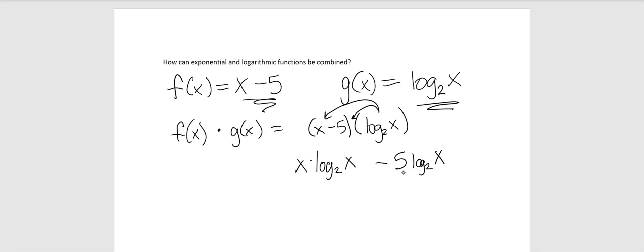We can apply the rule that can convert the coefficient to the exponent. So we know that's log base 2 of x to the x power minus log base 2 of x to the 5th power. And then since we also know from there the rule for subtraction when we have the same base, we could go one step further and say that that's equal to log base 2 of x to the x divided by x to the 5th.